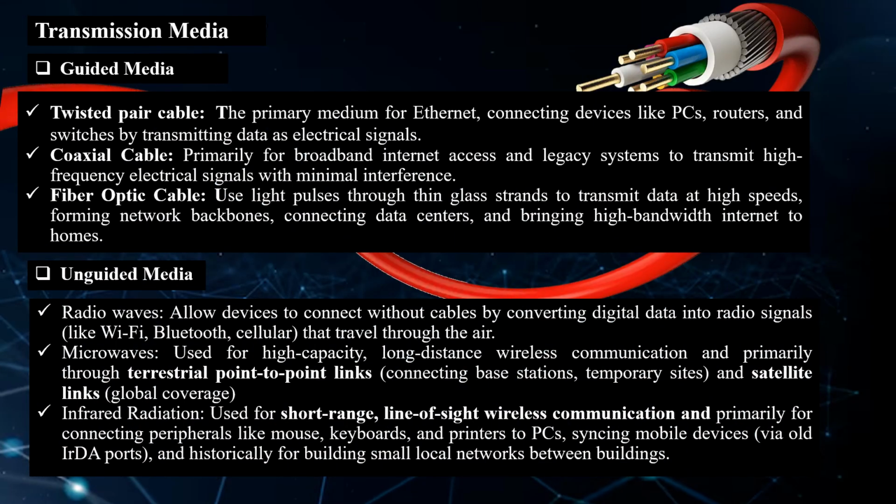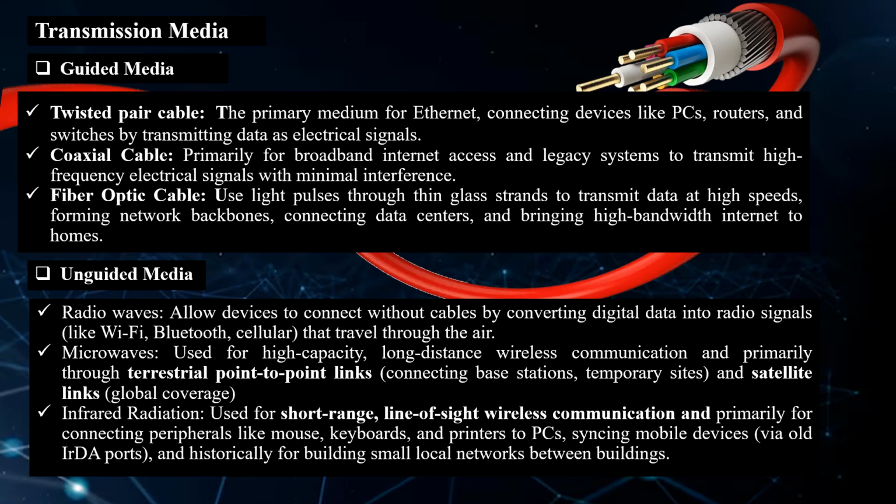Transmission media. There are two types of transmission media, guided media and unguided media. Twisted pair cables. The primary medium for Ethernet, connecting devices like PCs, routers, and switches by transmitting data as electrical signals. Coaxial cable, primarily for broadband internet access and legacy systems to transmit high frequency electrical signals with minimal interference.